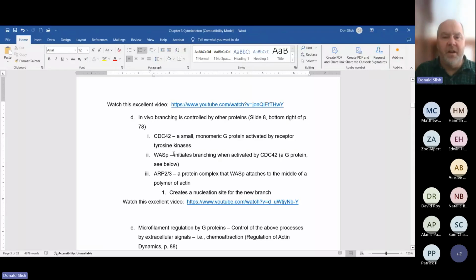That G protein then activates WASP, which is going to grab ARP2/3 and stick it on the side of a microfilament, and that becomes a nucleation point for a new branch to go off the microfilament. So the previous mechanism we talked about is all just making straight chains of actin. Here, this WASP grabs a new nucleation site, sticks it on the side of actin, and then you get a branch coming off that actin.